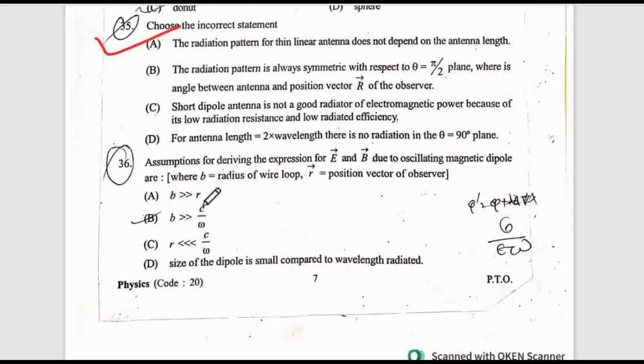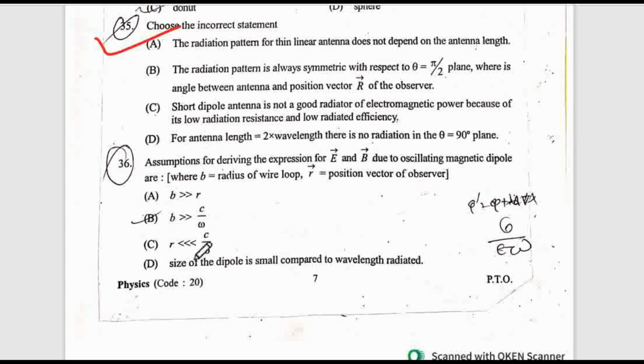The 36 number question has asked to find the assumption for deriving the expression for electric field and magnetic field due to an oscillating magnetic dipole. Here b is the radius of the circular loop in which the current is flowing, and r is the position of the observer, that means the coordinate at which the observer is observing the system.